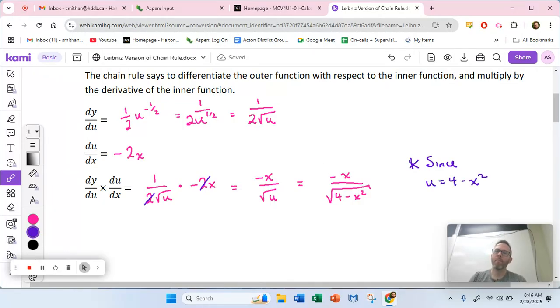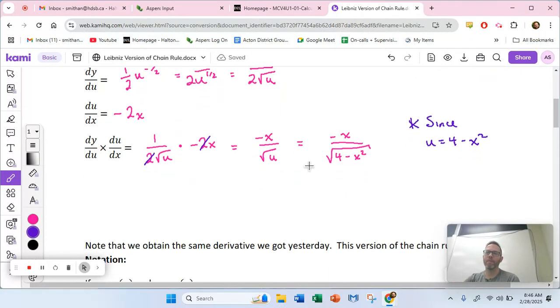Many of you have your binders there. If you look at yesterday's notes, we already did this derivative. You get the same derivative because we're using the same chain rule, just framed in a different way using Leibniz notation. So same derivative.